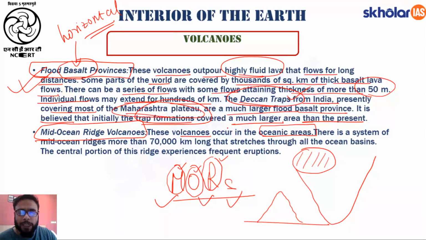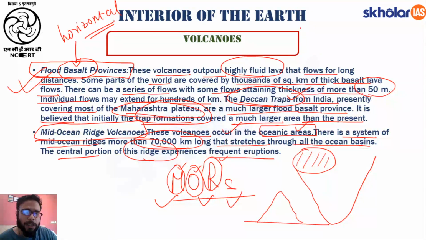Fine. So these volcanoes occur in the oceanic areas, and there is a system of mid-oceanic ridges of more than 70,000 kilometers long that stretches through all the ocean basins. So be it your Atlantic, Pacific or Indian Oceans, mid-oceanic ridges are found in all the ocean basins, right? And the central portion of this ridge experiences frequent eruptions.